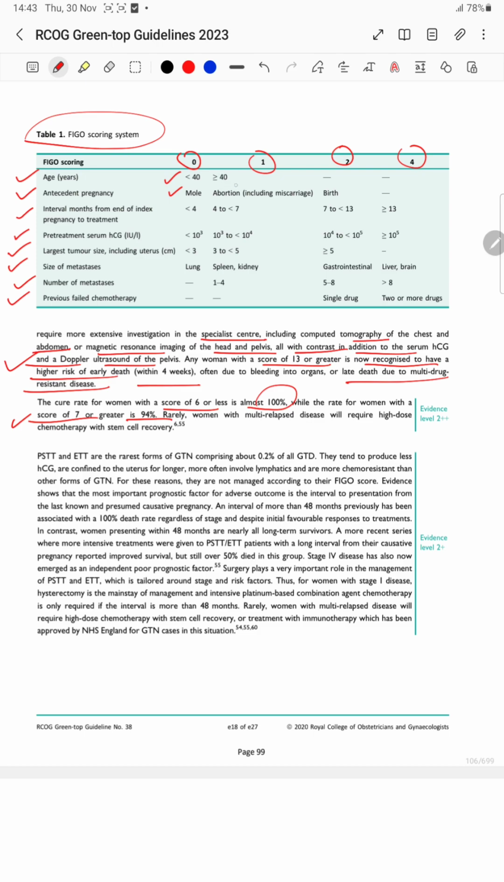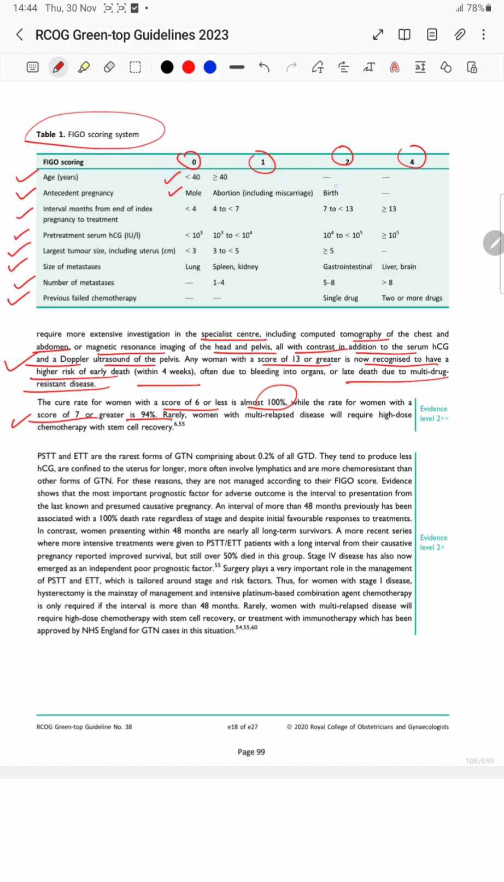A score of 1 is given when the age is more than 40 and the antecedent pregnancy is abortion, the interval is 4 to less than 7 months, serum beta HCG is from 10^3 to less than 10^4, largest tumor size is 3 to less than 5 centimeters, the site of metastasis is spleen or kidney, and the number of metastases is 1 to 4.